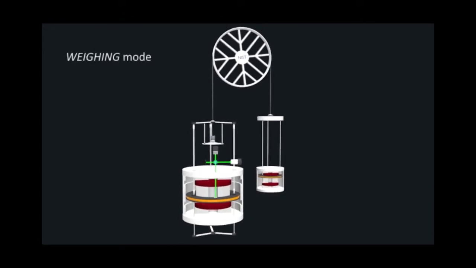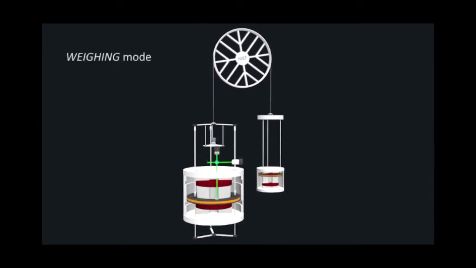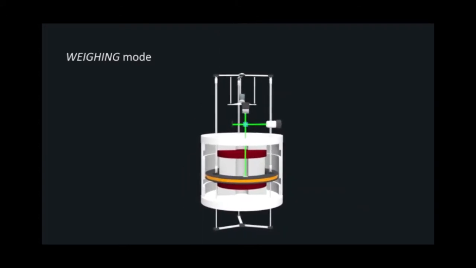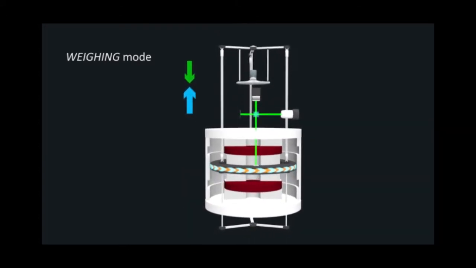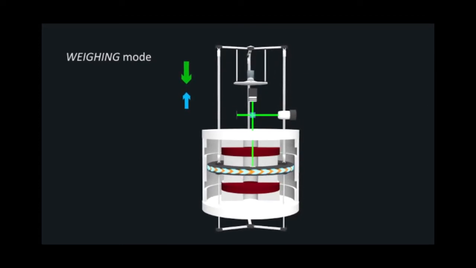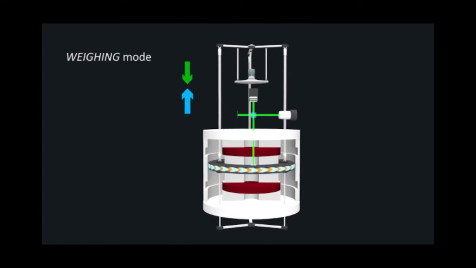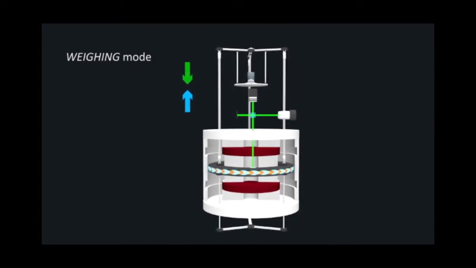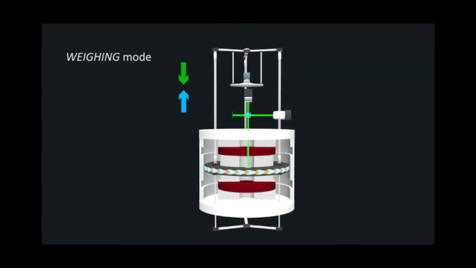In weighing mode, a test mass is placed onto the platform on the same side of the balance as the coil. An electrical current runs through the coil, producing an upward force that is proportional to the current. By carefully adjusting the current, the upward force is tuned until it exactly offsets the weight of the test mass, and the system reaches equilibrium.